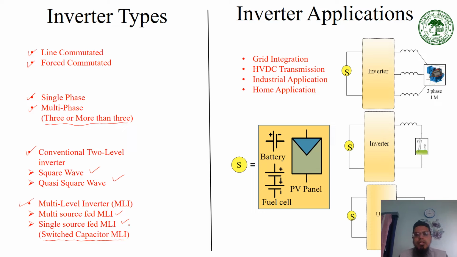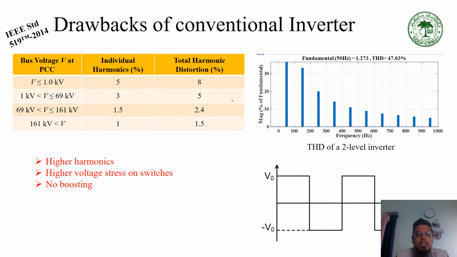So then something about the inverter application. We would be seeing inverters in grid application and in HVDC transmission system, in industrial application, and even in home appliances. Moving ahead, let's talk about the disadvantage or shortcomings of a conventional inverter.